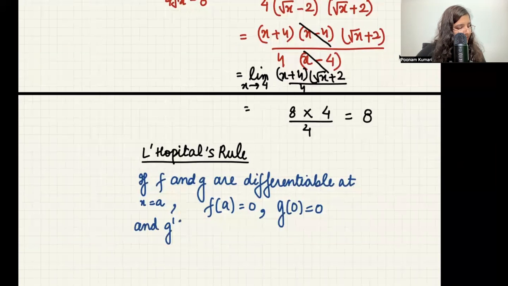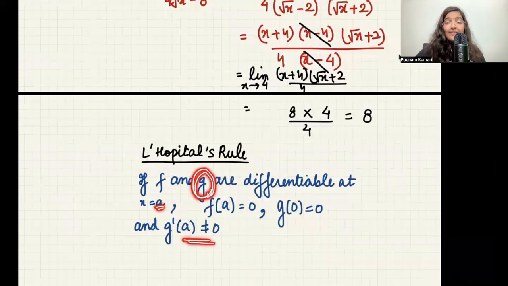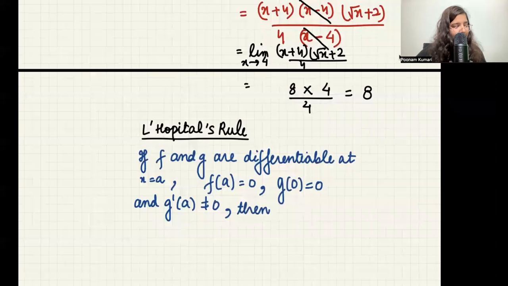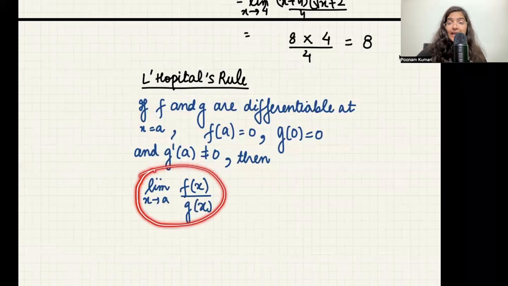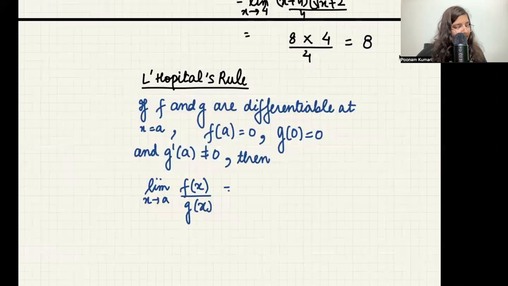And g prime a is not equal to 0. So whatever differentiation you do for this function, its differentiation value at a should not be equal to 0. If all of these conditions are satisfied, then what can you say? Then you can say that your goal is to find the limit as x tends to a for this particular expression. So this limit is going to be the same as finding this particular expression, f prime a divided by g prime a.